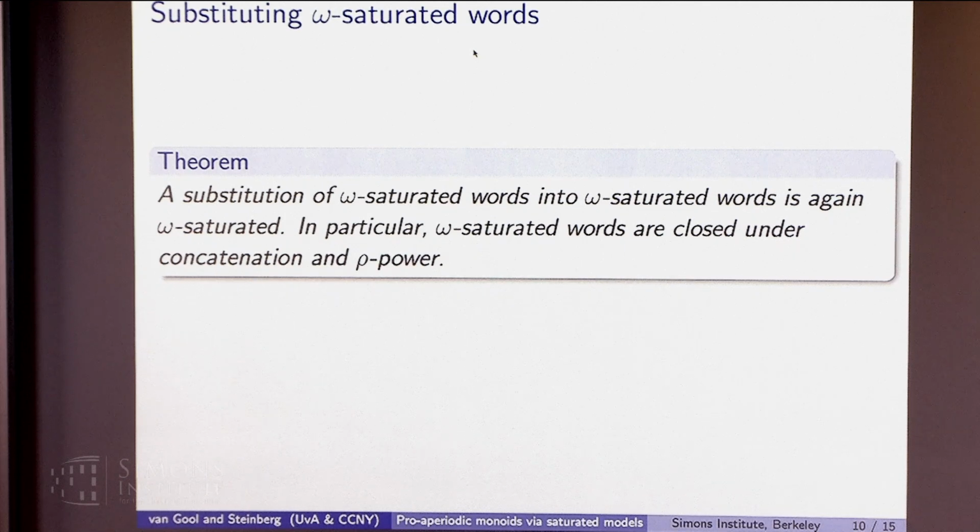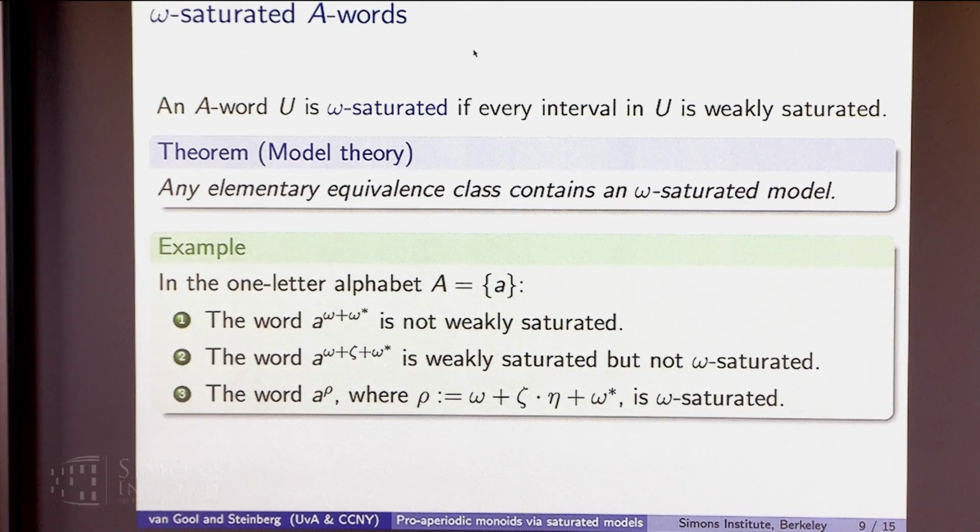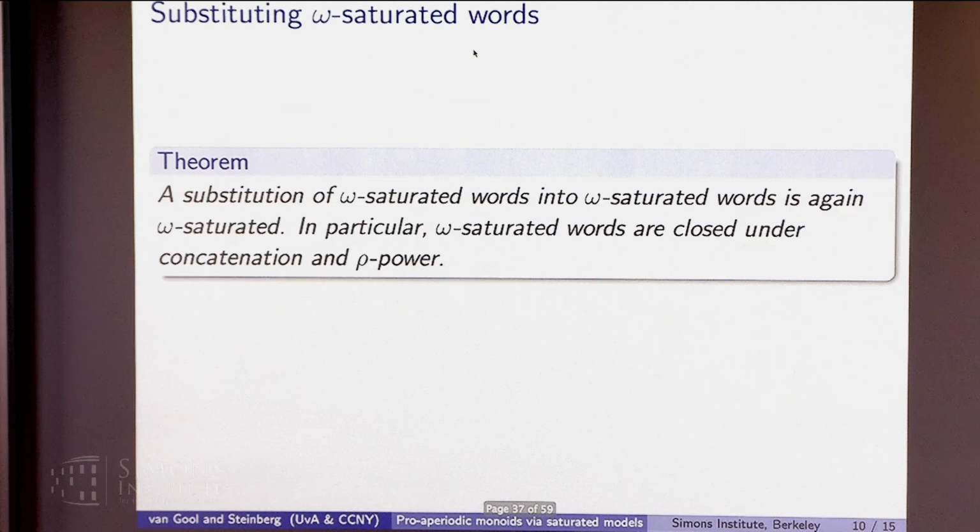And power by this special omega saturated linear order rho, that's also a kind of substitution, because if I take that order with all the time the same letter, and now in that letter I put no matter what word I want, then I get the power of that word, right? I get that word repeated rho times. So all of these things, if I start from omega saturated words, I obtain omega saturated words. So that's the model theory machinery that we're using here.